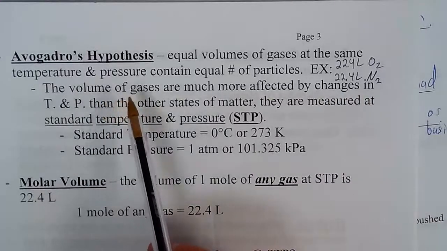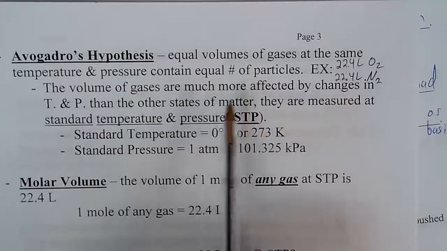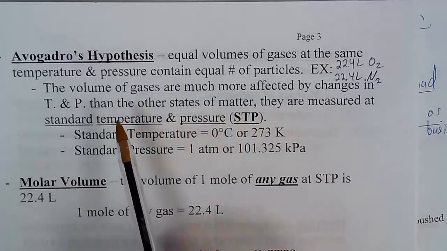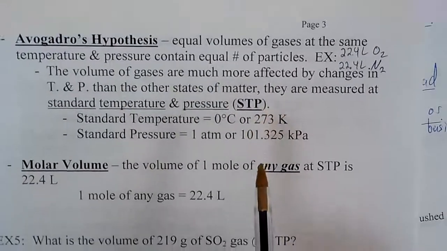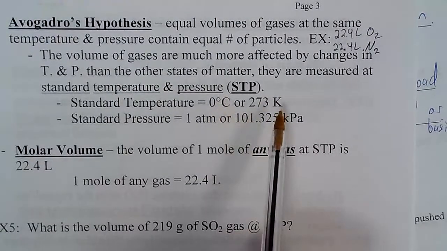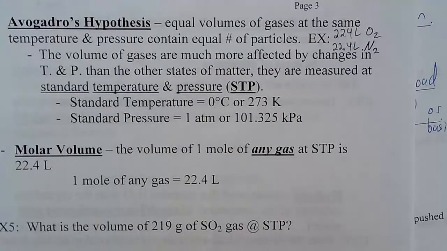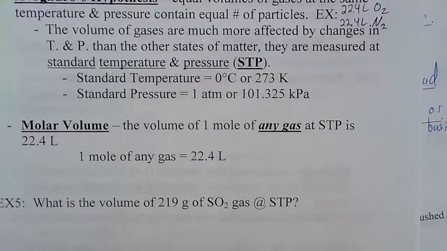Volumes of gases are much more affected by changes in temperature and pressure than other states of matter. So we have to measure them at a standard temperature and pressure. For this unit, pretty much all of the conversions you do will be at standard temperature and pressure. A little bit later on, I'm going to teach you how to handle conversions and calculations with gases that are not at standard temperature and pressure. But that's going to be in a future unit. That's not in this one.